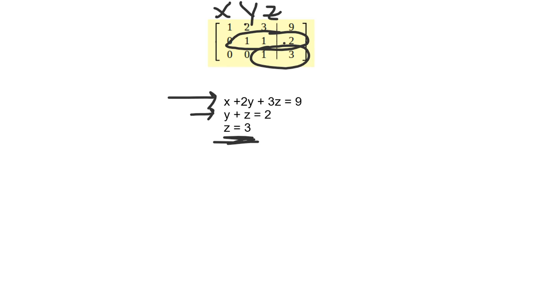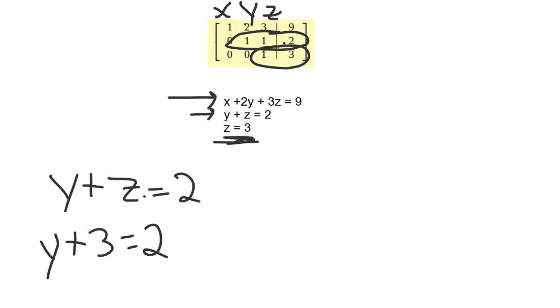Now I could just go backwards. So I know that z equals 3. So I could say that y plus z equals 2. I know z equals 3. So y plus 3 has got to equal 2. I can solve there and I get y equals negative 1. So now I know z equals 3, y equals negative 1. I can plug those in for this equation.